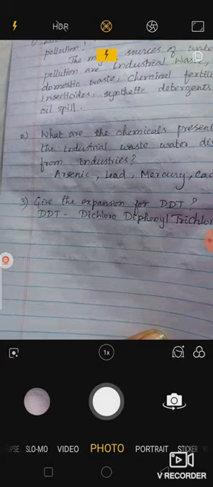The second question, what are the chemicals present in the industrial waste water discharged from industries? Arsenic, lead, mercury, cadmium are the names of the chemicals. Give the expansion for DDT. DDT is dichloro, diphenyl, trichloroethane. Repeat, dichloro, diphenyl, trichloroethane.